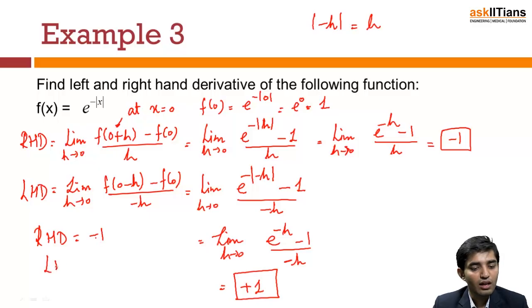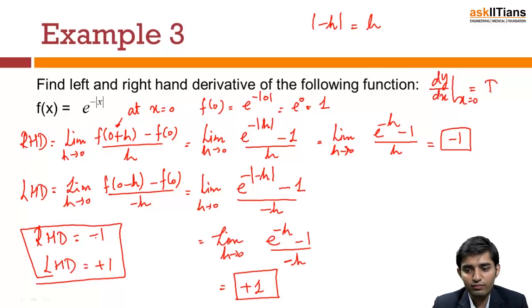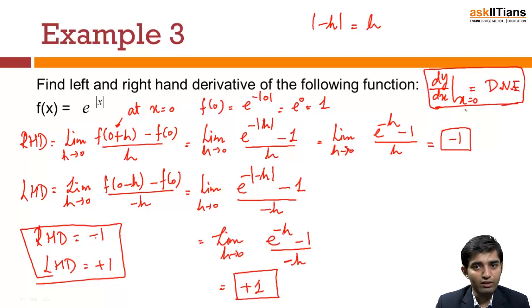So in this case again we have seen that the right hand derivative is equal to minus 1 and the left hand derivative is equal to plus 1. So again we have seen that right hand derivative is not equal to left hand derivative. So again this function is also not derivable at x equal to 0. So dy by dx of this function at x equal to 0 does not exist.